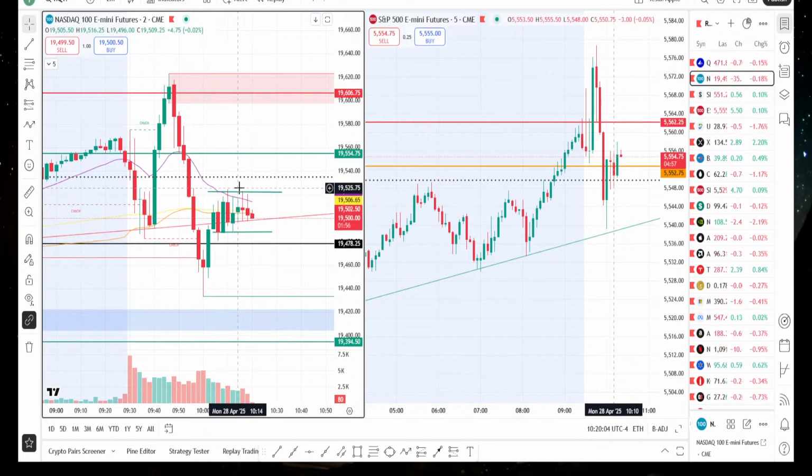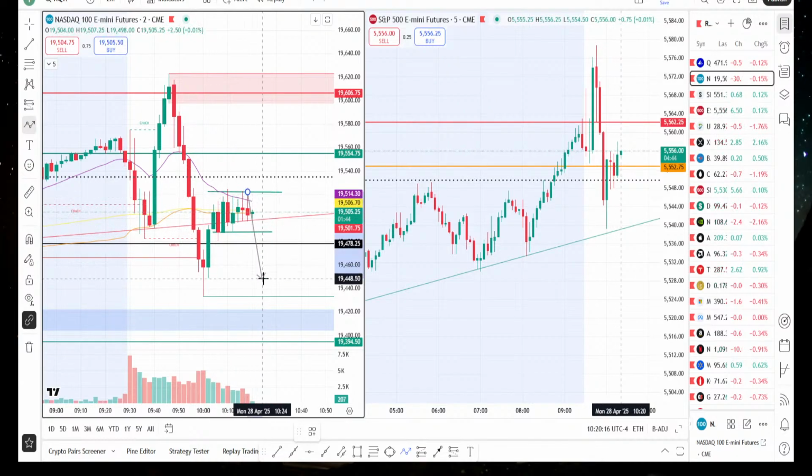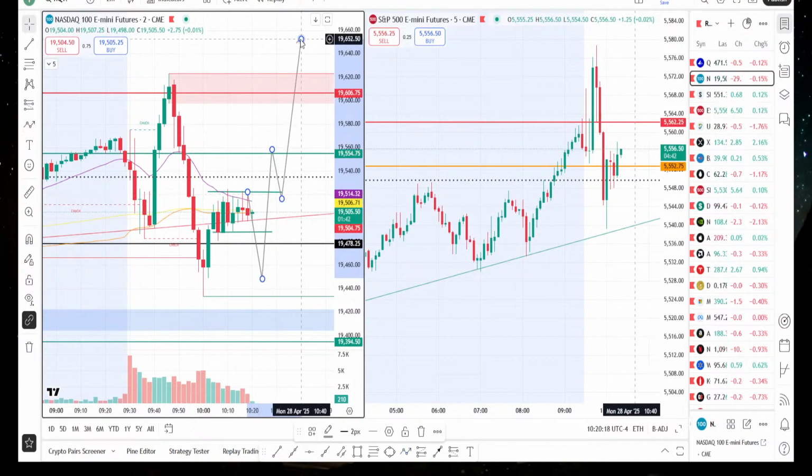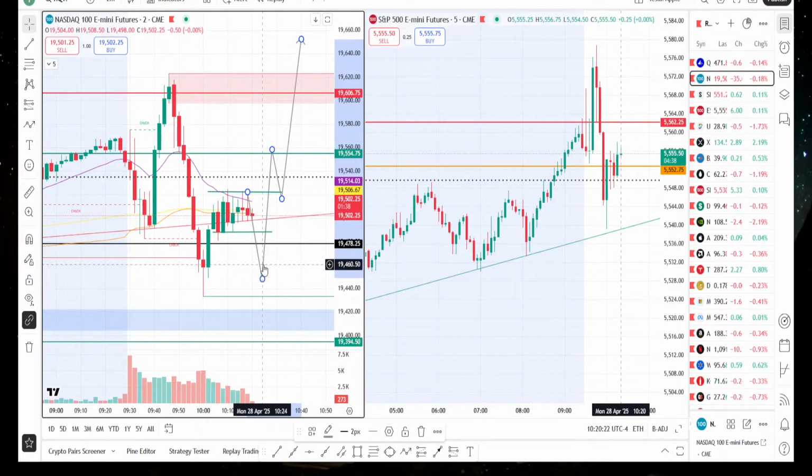Once we break out of here, we should get a nice strong push, either one direction or the other. Or we could fake too. Market snaps, it can fake. We can range here, we can fake one way and then start going the other one. It can really mess with your head.